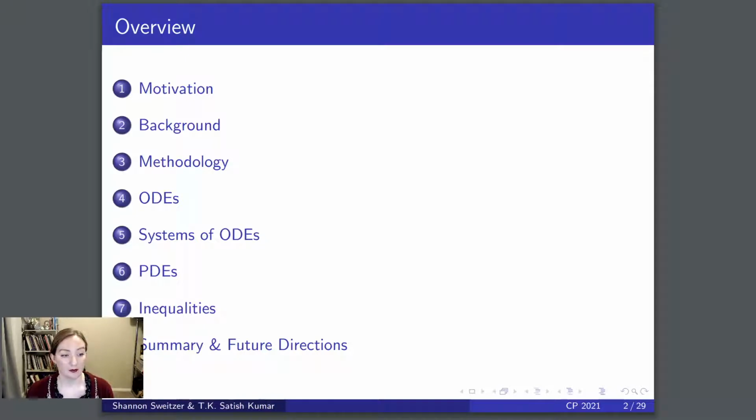I will then present results for different classes of ODEs and systems of ODEs. Then I will extend this to an application to PDEs and describe how the method is adapted to handle multivariable equations. Towards the end of the presentation, I will describe how this method allows for the incorporation of inequalities. Finally, I will conclude with a brief summary and some future directions. With that said, let's get right into it.